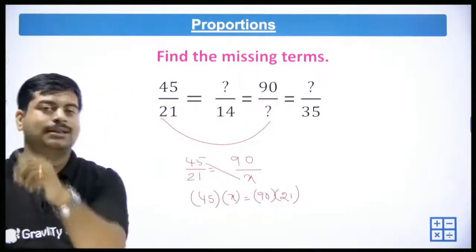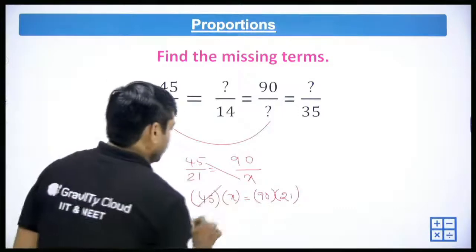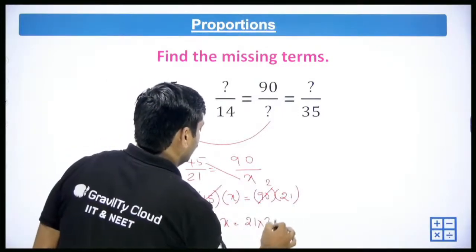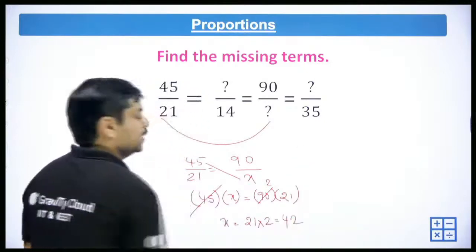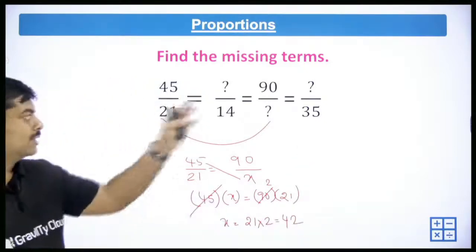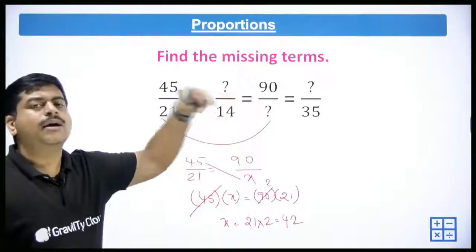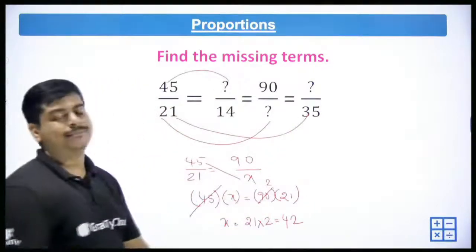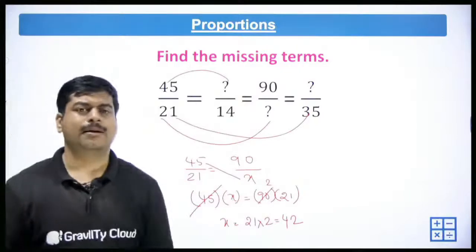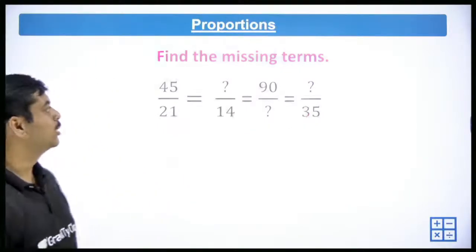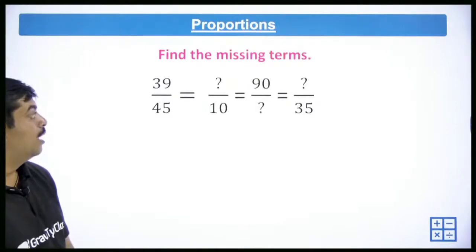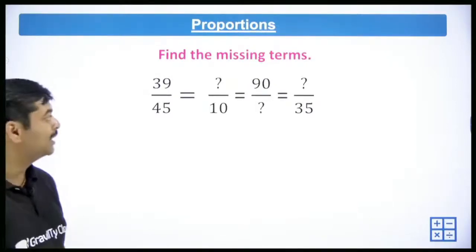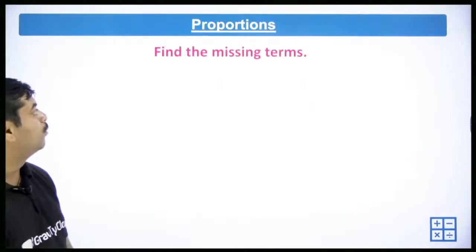45 two times is 90. So x is equal to 21 into 2, which is 42. That is the value that comes in this place. In the same way, you can equate these two, or you can equate the first and last to get the missing numbers. Right? The same pattern. Let's move to the next question. Again the same type of question. I think you can do this properly, clearly. Okay, so let me move forward.